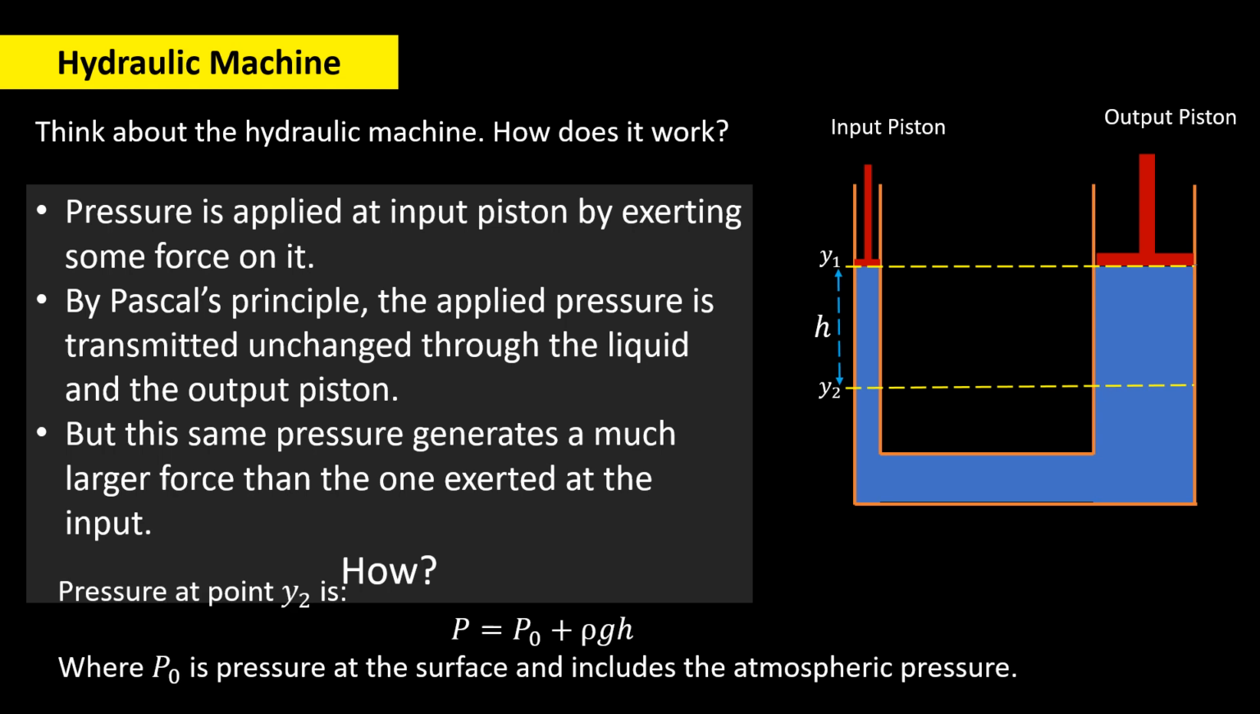Remember that pressure at point y2 is equal to P naught plus rho gh. Pressure at point y2, this point, is the same as pressure at the surface P naught, which is essentially pressure exerted by the input piston plus the atmospheric pressure, then plus the pressure exerted by this water column here, which is equal to rho gh.